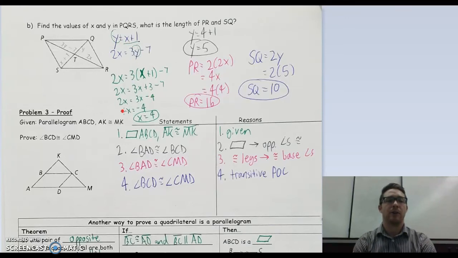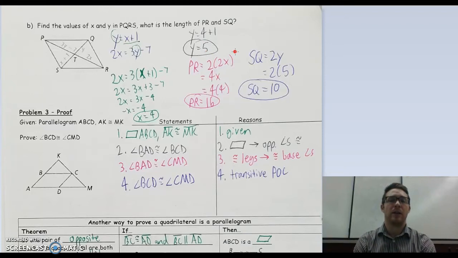Distribute, combine like terms, subtract 3x, it looks like, on both sides, and we end up getting that x is going to be 4. After I know my answer for x, I'm going to take that and plug that back in so I can find y. So 4 plus 1 gives me 5 for y.